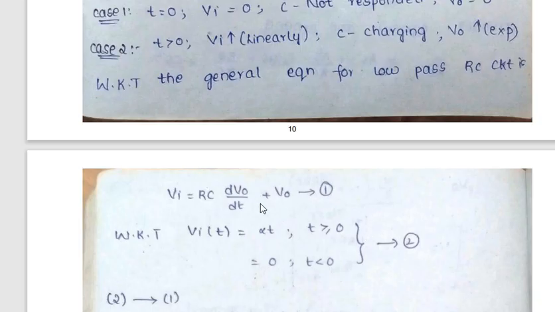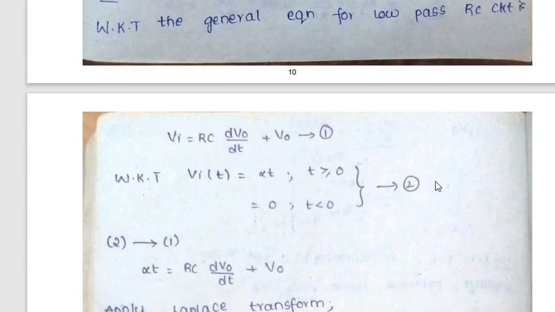We already know the general expression for the low-pass RC circuit, that is equation number 1: Vi equals RC times dV0 by dt plus V0. Similarly, we also know the expression for the ramp input signal. The ramp input signal is defined as Vi of t equal to alpha t for t greater than or equal to 0, and it is 0 for t less than 0. That means for t greater than or equal to 0, the input signal is alpha t, and for t less than 0, the input signal is 0. That is equation number 2.